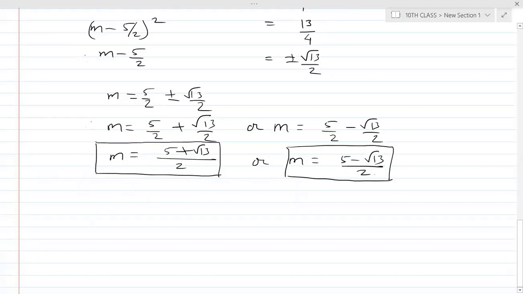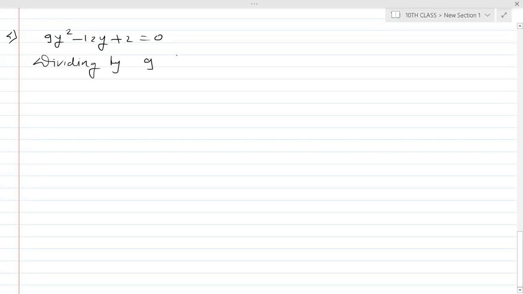Now next I am going to solve the next problem, the fourth one: 9y square minus 12y plus 2 equals 0. First I am going to make the coefficient of y square 1. Here 9 is multiplied, so we are going to divide by 9 on both sides.